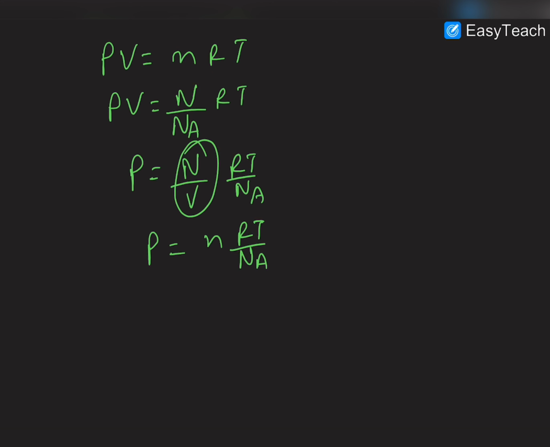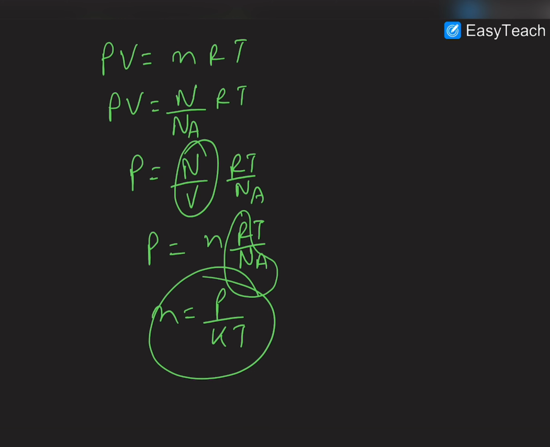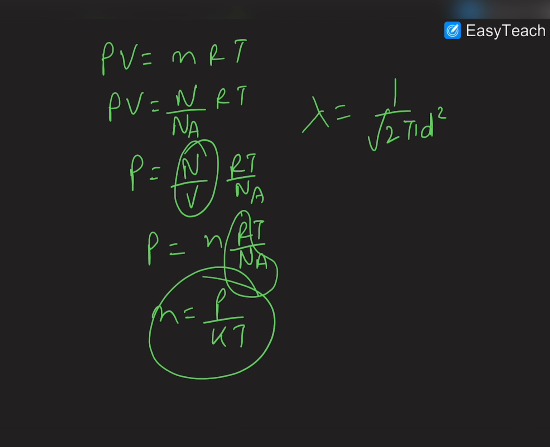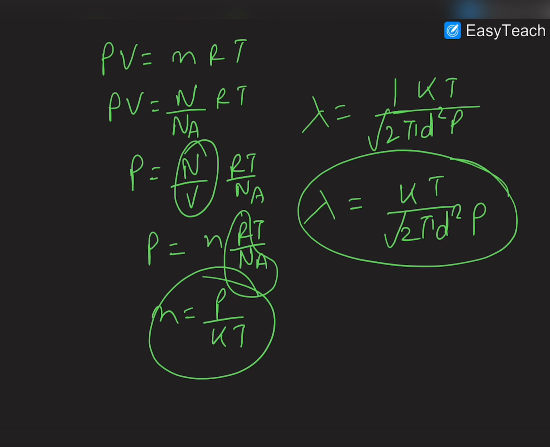Now R by Na is the Boltzmann constant, so n is P upon kT. You can substitute this value here. So lambda is 1 upon root 2 pi d square into n, where we substitute n as P upon kT. So lambda is equal to kT by root 2 pi d square into pressure. This is the value of the mean free path of the molecules.